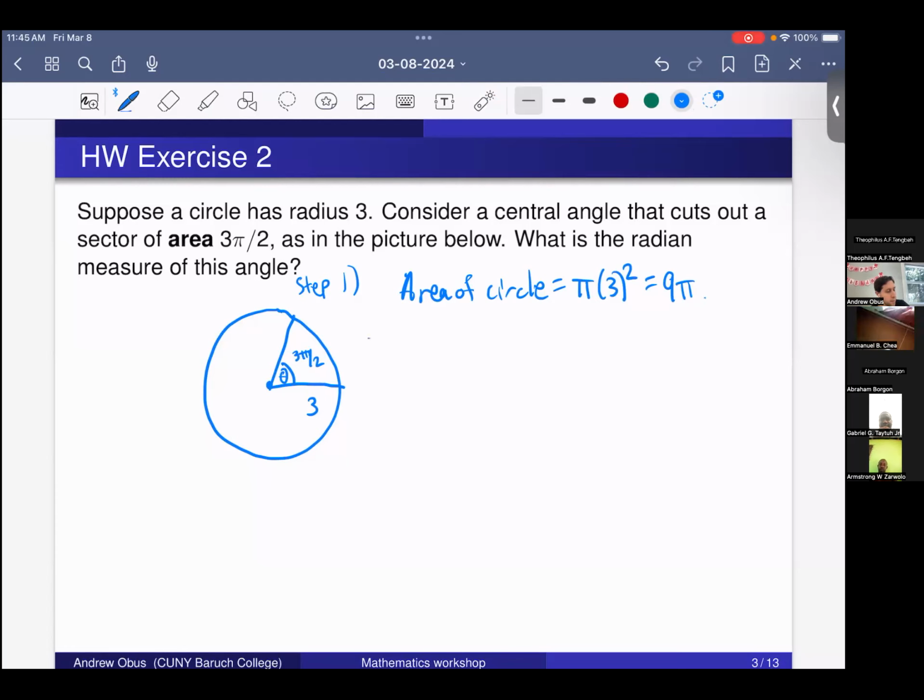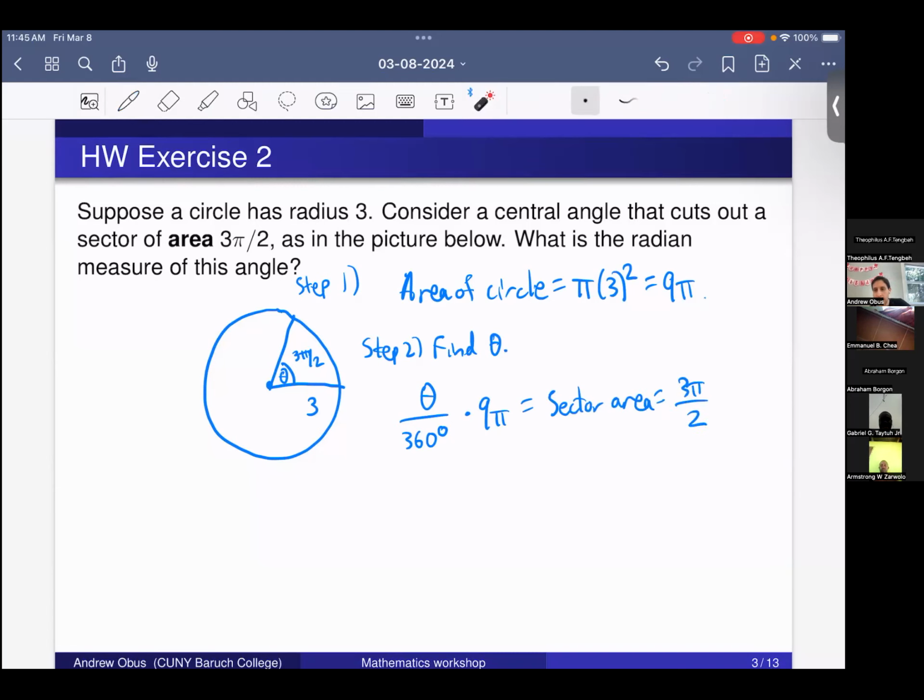To find the angle we can say A is equal to theta over 360 degrees times 9 pi. So theta over 360 degrees times 9 pi is going to equal the sector area, which is 3 pi over 2. Right, because the sector area is 3 pi over 2. So if the whole circle is 9 pi, what fraction of the whole circle is the sector? Well, it's theta over 360 degrees.